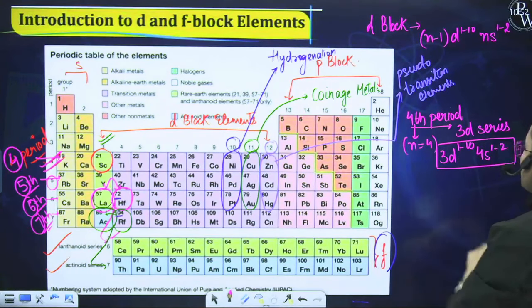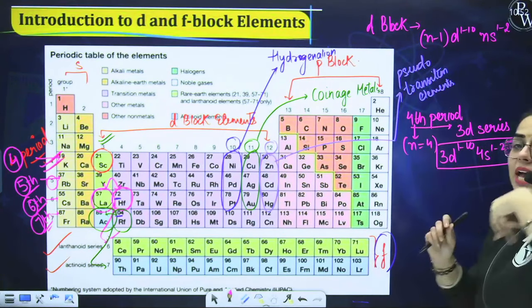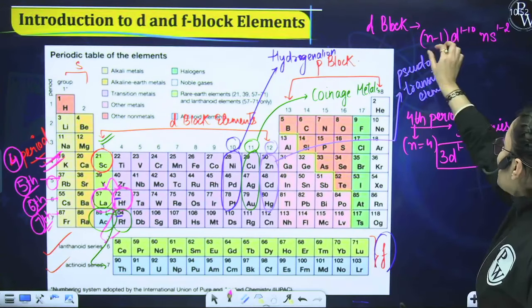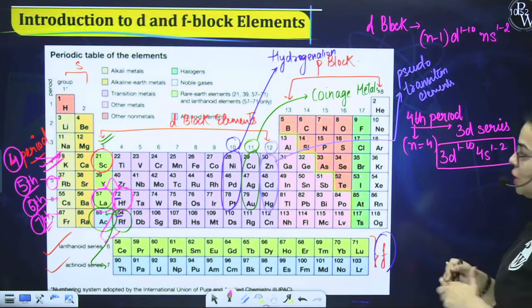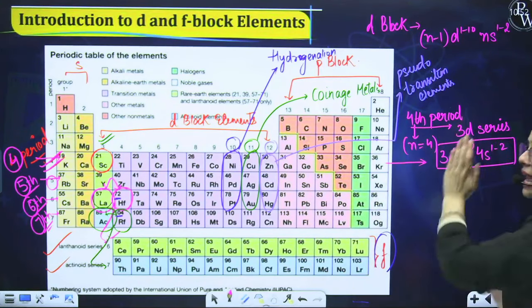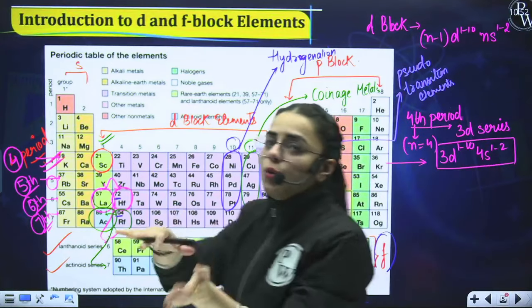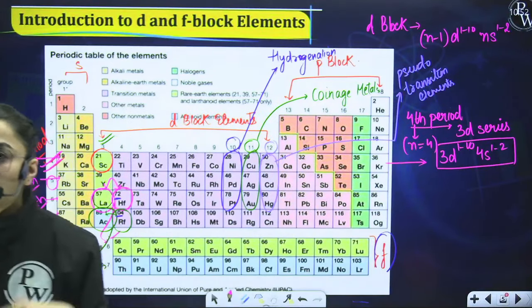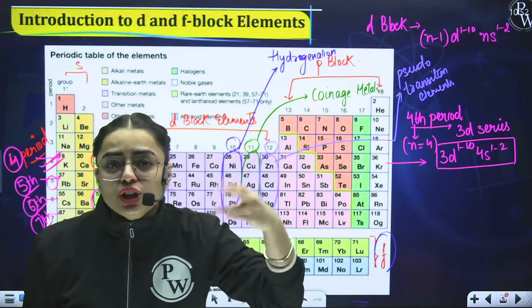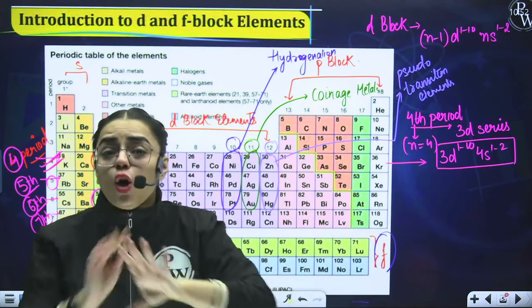Again, here n value is 4, that means the shell number is 4. If I'm talking about the fourth period, n value will be 4, and I'll get this electronic configuration. So the electronic configuration for the fourth period will lie between 3d 1 to 10, 4s 1 to 2. What do we mean by 3d 1 to 10? The d subshell can have 1 electron, or 2, 3, 4, 5, 6, 7, 8, 9 and 10, not more than 10.